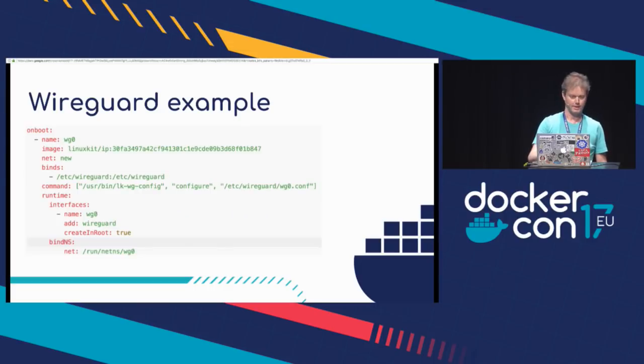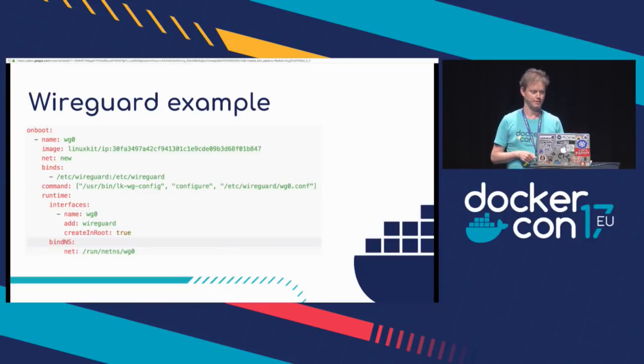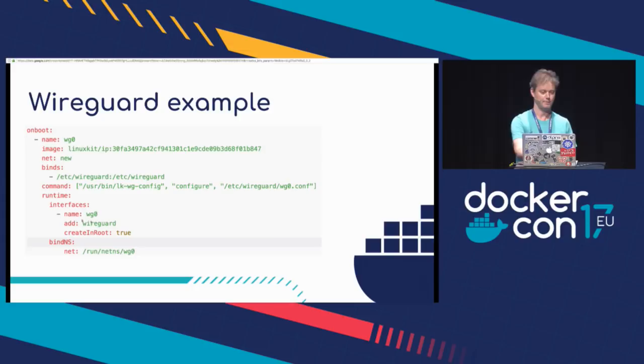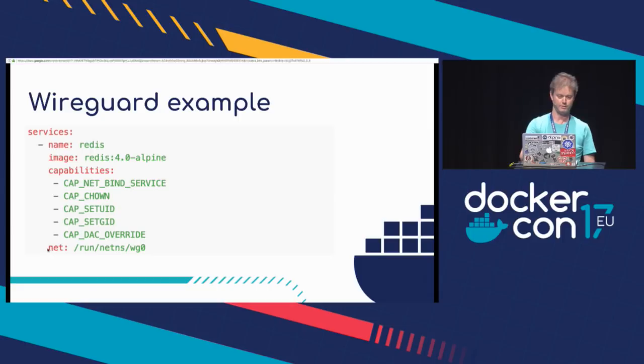In the YAML file, the files are all in the repo and the examples, but you can see what I do is, at boot time, I set up a new namespace called WG0 for Wireguard. I say I want a new network namespace here, and I want to create the Wireguard interface and move it inside this new namespace, and then I want to bind this namespace into the file system here. Then when I run Redis, I'll tell it I want to use the network namespace that I created earlier. When it runs Redis, and you can run multiple interfaces here.